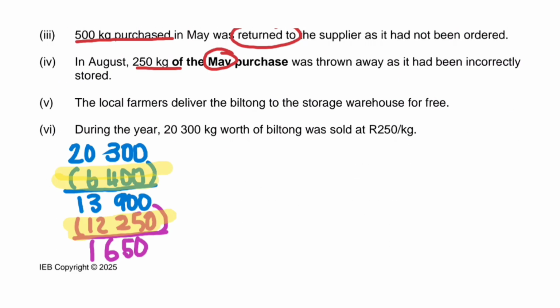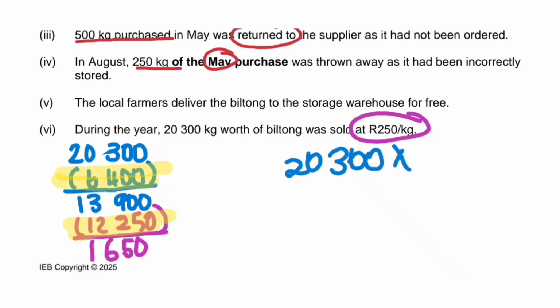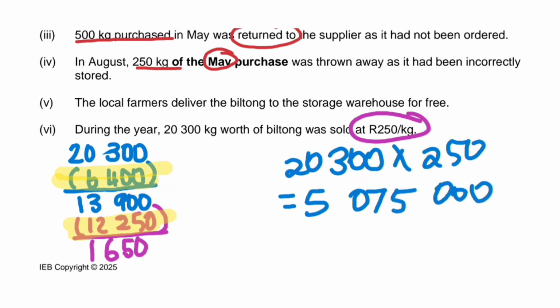If you look at the last adjustment, we are told that a kilogram of biltong sells for 250 rands. If we want to find out the total value we received from selling these 20,300 kilograms, we will just say 20,300 kilograms multiplied by 250 per kilogram, and this should give you 5,075,000 rands. What is left is that we find the gross profit, and we know that the gross profit is the difference of the two.